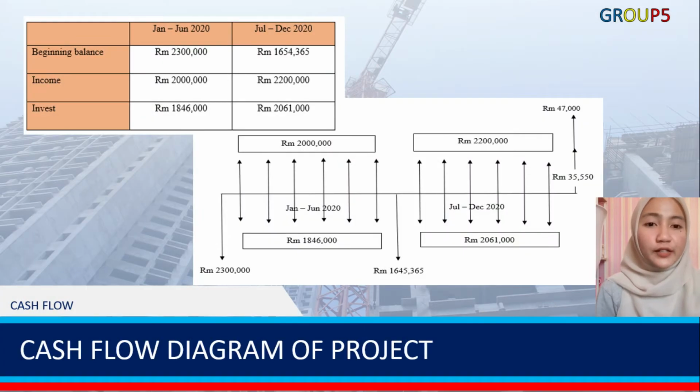So this is our cash flow diagram of the construction project. As we can see, the table has three elements, which are beginning balance, income and invest. In this cash flow diagram, the income value from January until June 2020, which is 2 million, is positive cash flow, so the arrow is going up. Then the value of investment for January until June and July until December is negative cash flow, so the arrow is going down. And last, the positive values, which are 47,000 and 35,350, are respectively gained from resale of property and plant machinery.